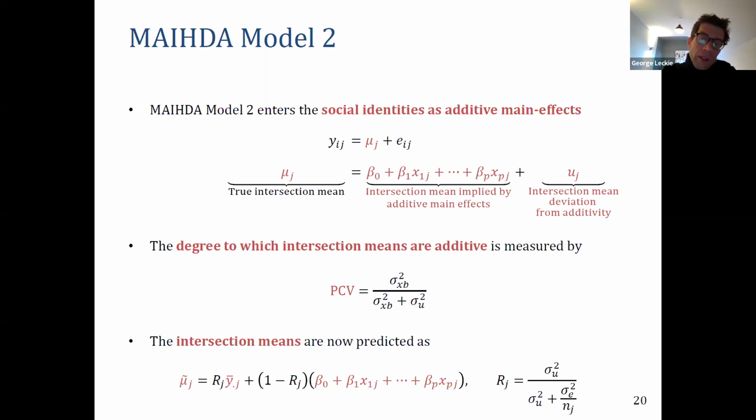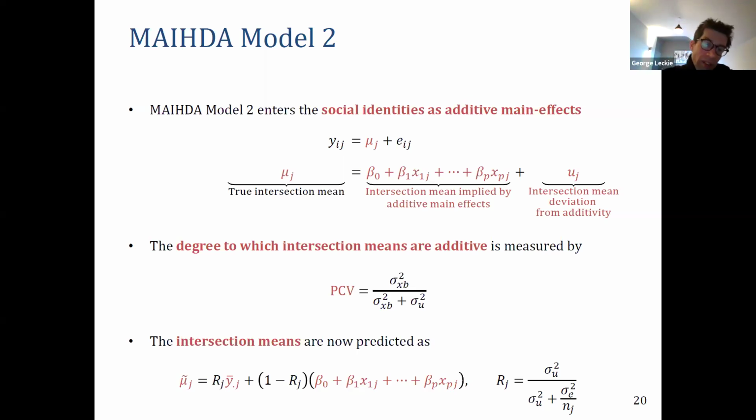Now, this brings us on to an interesting thing, because just like in the last model where post-estimation you could predict the mean outcome at each and every intersection, you can do that after MAIHDA model 2 as well. But the formula is different. Okay, we've still got a weighted average, a reliability weighted average of the observed mean. But now we're not weighting that as an average with the single value for the overall German average. Rather, we have the predicted mean for the intersection in question based on this hypothetical world of additivity. So the observed means get shrunk towards our expected mean based on additivity.